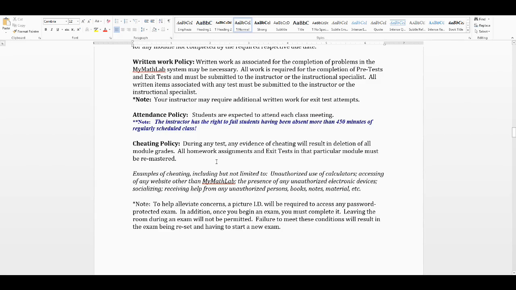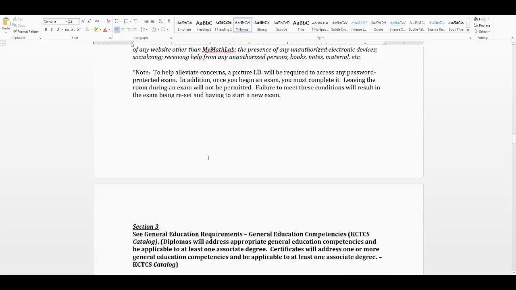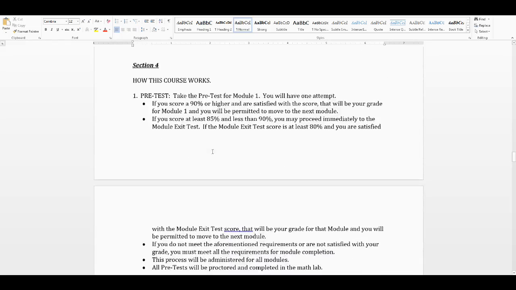Cheating: don't cheat. The number one way people cheat is using their cell phone. Do not have your cell phone out. Do not be looking at websites you shouldn't be looking at. Don't have notes. Don't be talking to your classmates during the exam. Anything like that. You can read this for yourself.